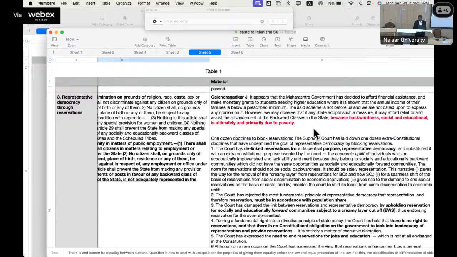advancement of the backward classes of the state because, and this is the doctrine, because backwardness, social and educational, is ultimately and primarily due to poverty. And in my own opinion, this completely subverts the purpose of reservation. And this is where it begins. And it's a doctrine that comes all the way through now to Janhit Abhiyan. The feeling that, look, that ultimately backwardness is due to poverty.